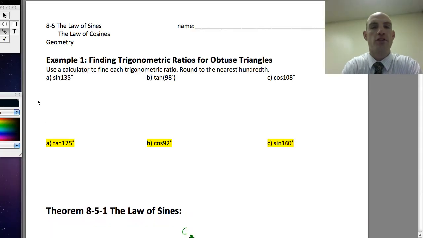Welcome back. Today we're going to talk about the law of sines. This is in a section that has to do with the law of sines and the law of cosines, but we're just going to talk about the law of sines first.